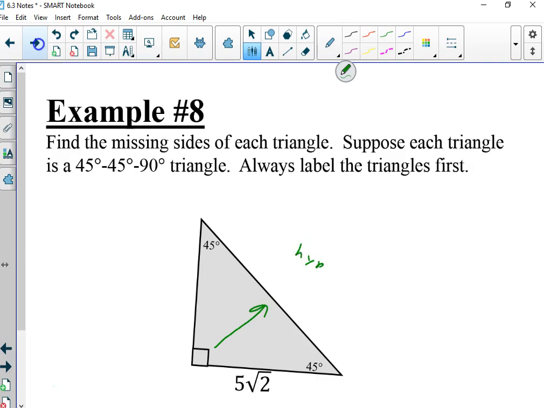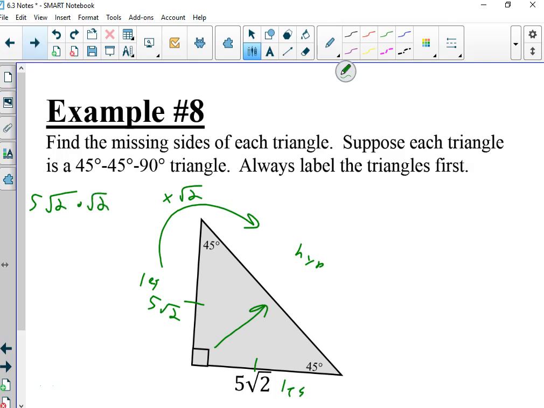Label, real quick, hypotenuse. Leg. Leg. So what is this? 5 radical 2. They match. So now I'm going from here to the bigger side. So we're going to multiply by radical 2. So we'll come off to the side. 5 radical 2 times radical 2. What happens to the radical? That gives me 5 times 2, which is 10. So the hypotenuse here is 10.